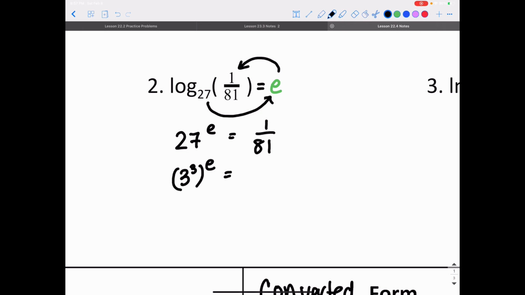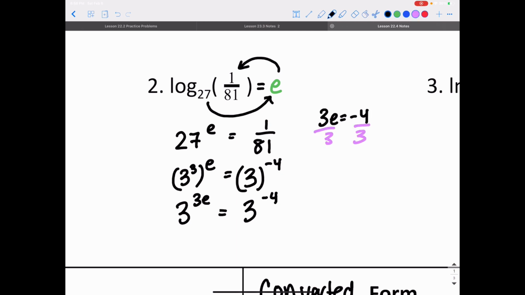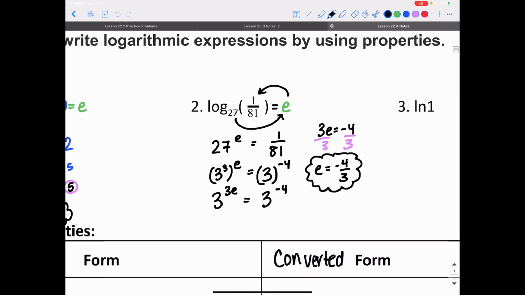On the right-hand side, 1 over 81. Well, I know 3 to the 4th power is 81, so 3 to the negative 4th power would be the reciprocal, or 1 over 81. I'm going to simplify the left-hand side to be 3 to the 3e power. On the right-hand side, I have 3 to the negative 4th power. I know 3e has to be equal to negative 4. I'm going to solve this equation, divide both sides by 3, and I see that e has to be negative 4 over 3. So the answer here is negative 4 over 3.